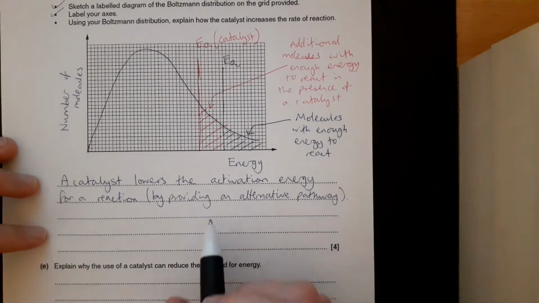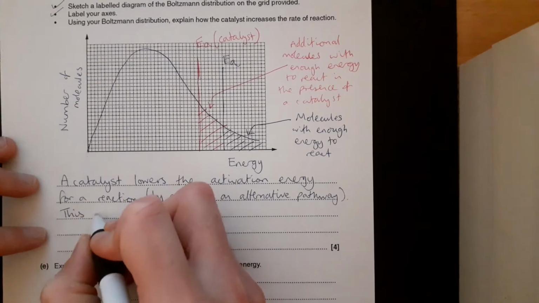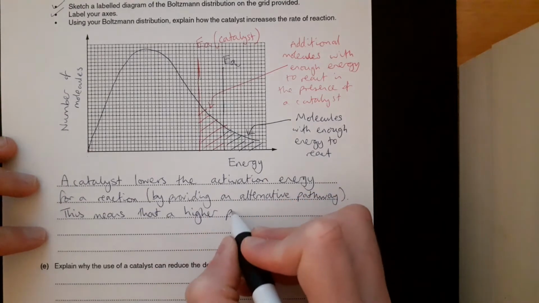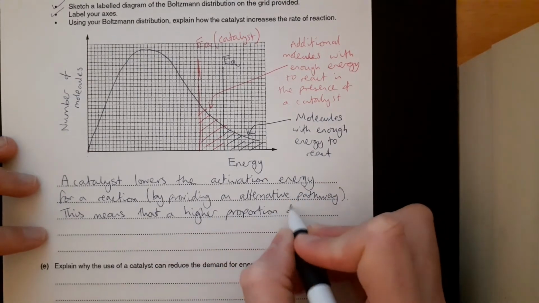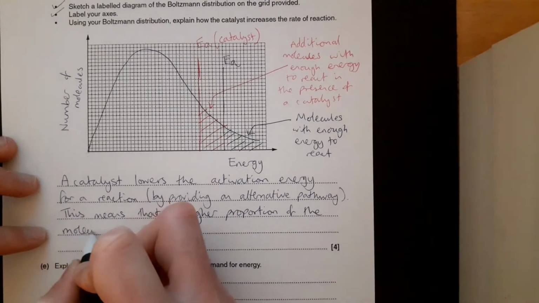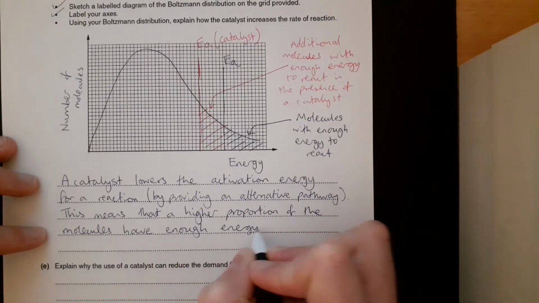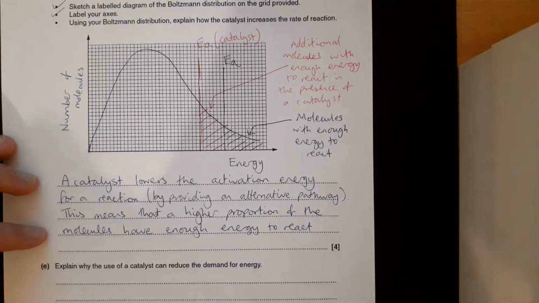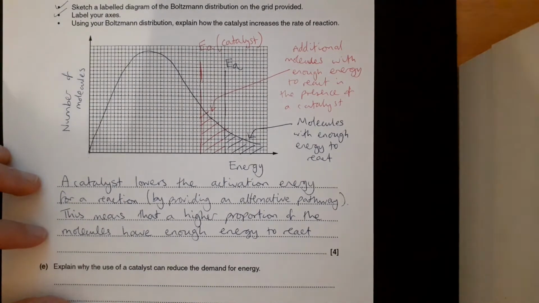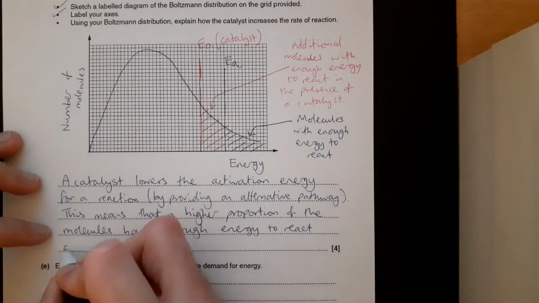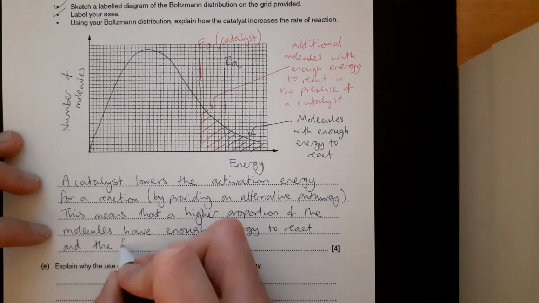Okay, and so let's write that. Allows the reaction by providing an alternative pathway. This means that a higher proportion of the molecules have enough energy to react. And we could also mention something about the collisions. If we've lowered the activation energy, then the collisions are more likely to be successful. Okay. So we could say a higher proportion of the molecules have enough energy to react, and the frequency of successful collisions increases.